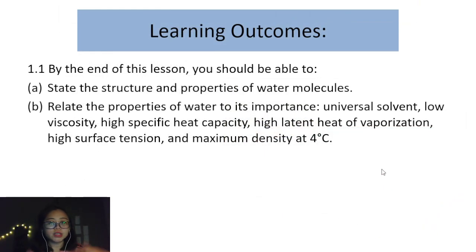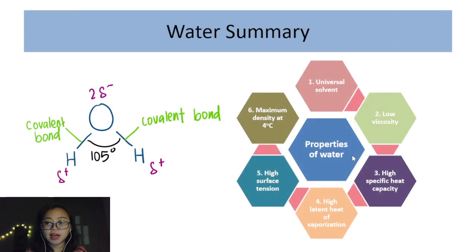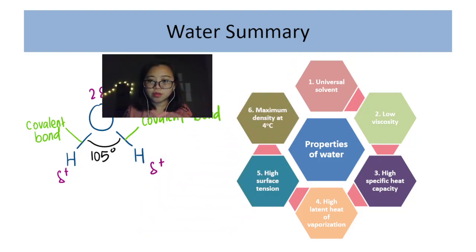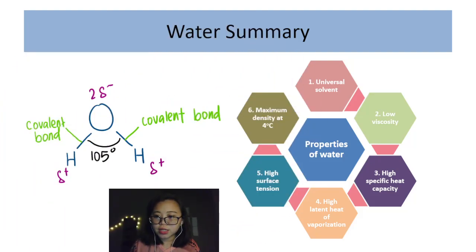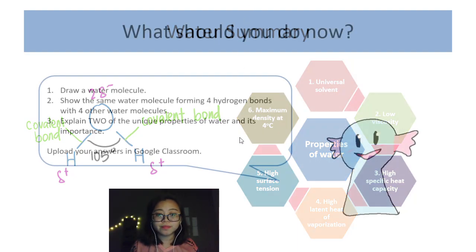Okay, so that is the end of chapter 1.1. Once again, these are the learning outcomes. I hope you're able to achieve these. If not, maybe look at the notes again or listen to the video again or ask me question. And very short summary, what you should know about 1.1 is this way how to draw the water, and also this, the 6 unique properties of water and how to explain.